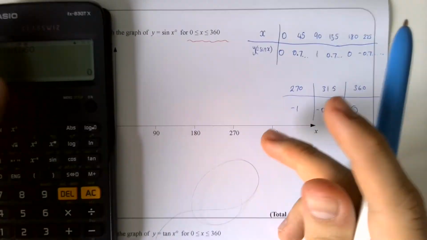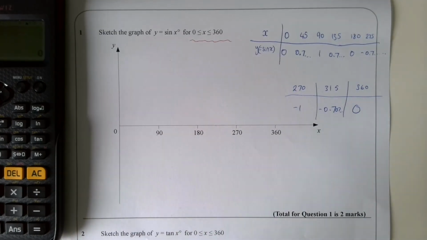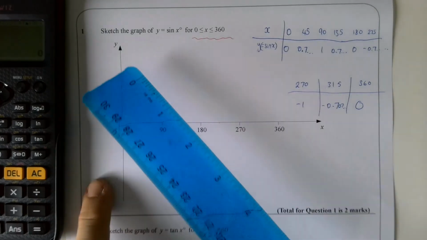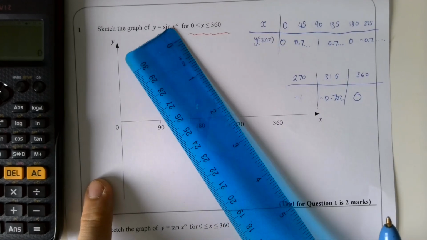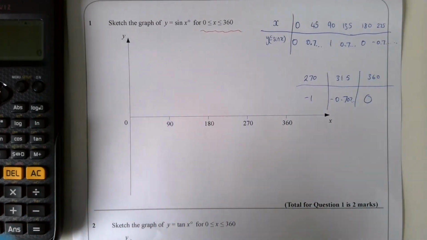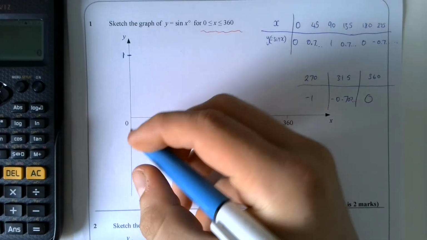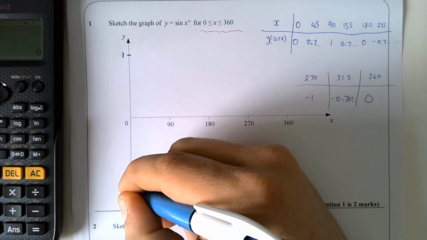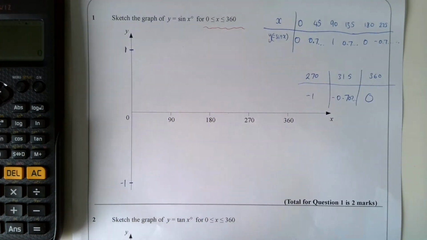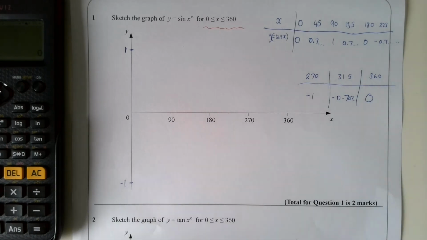So we've got a series of points that we can plot. Remember, it is only a rough sketch. Also remember, sine of anything can never exceed 1 or minus 1. It's going to be between those two. So I'm going to mark on my maximum and minimum points. Remember, this is only a rough sketch. It's not going to be perfect. I'm well aware of that.